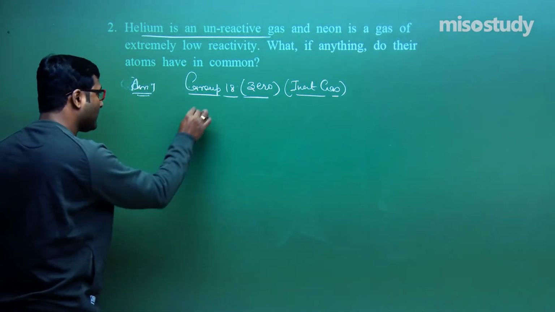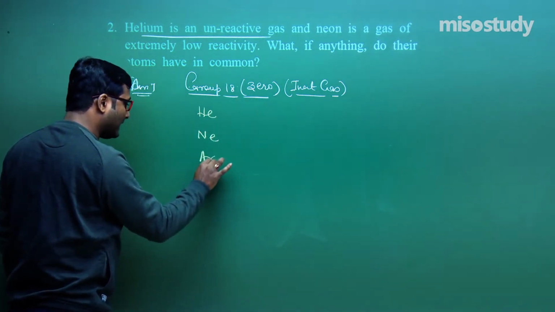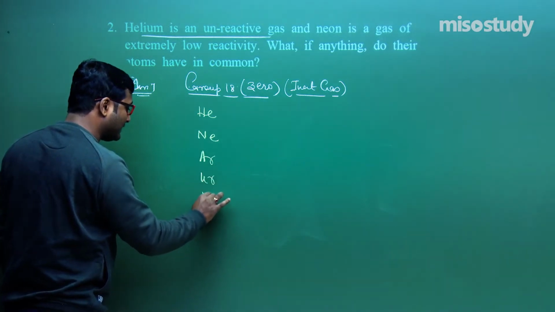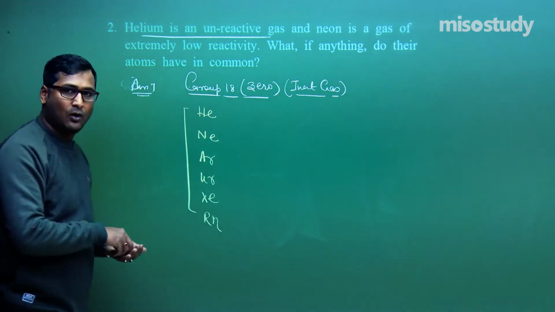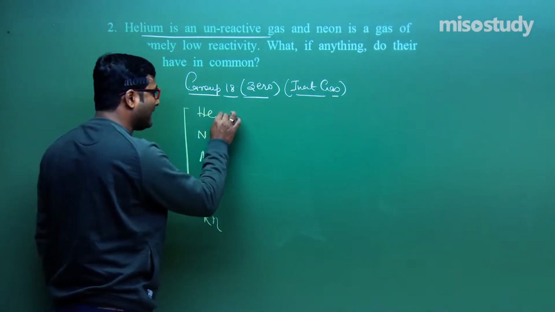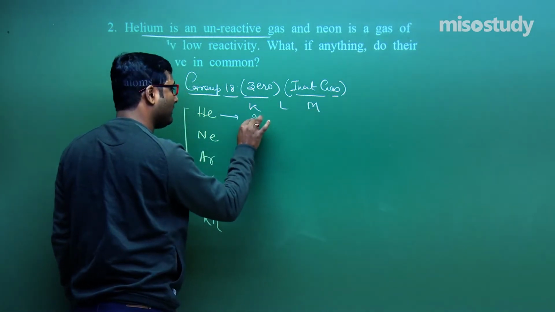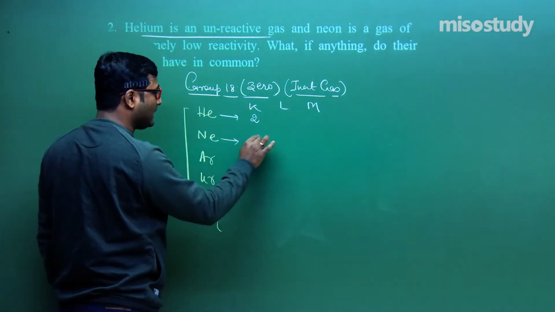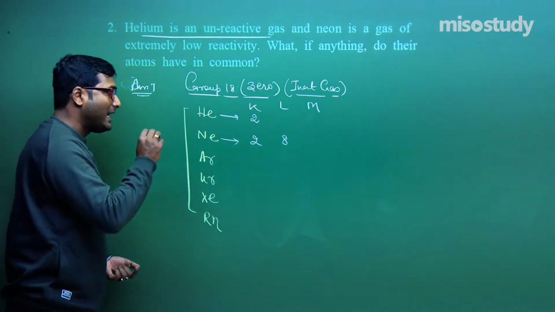Clear? Helium comes first, then neon, then argon, then krypton, then xenon, then radon. There are 6 inert gases. What if you write the electronic configuration shell-wise or subshell-wise? What do we observe? Helium has 2. In case of neon, it can be written like this, 2 and 8.